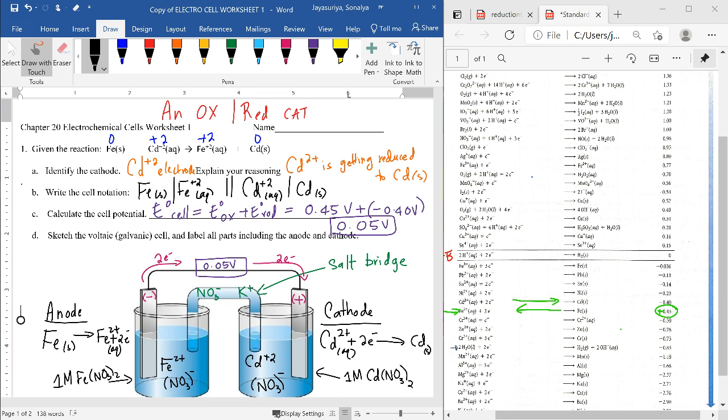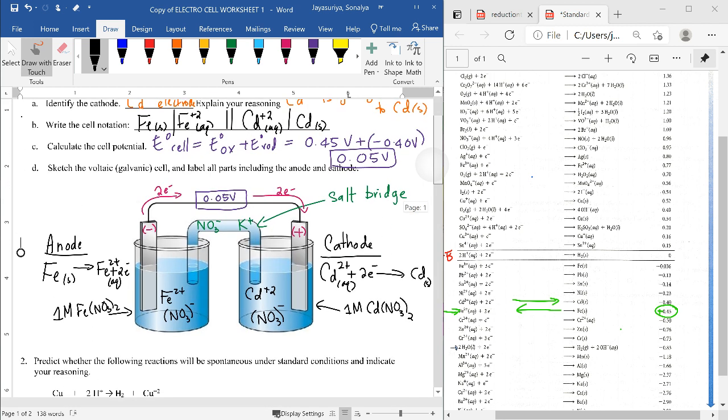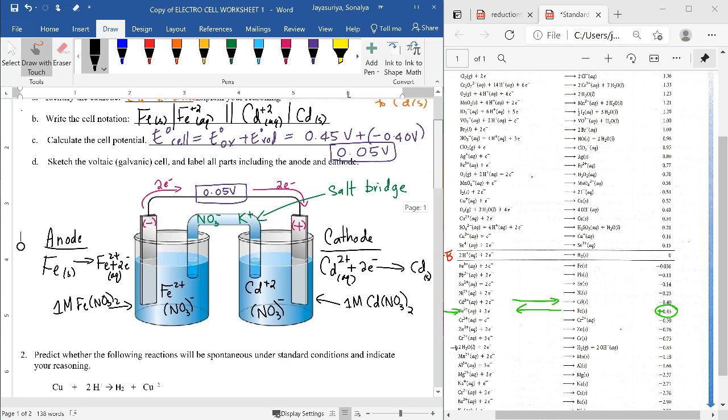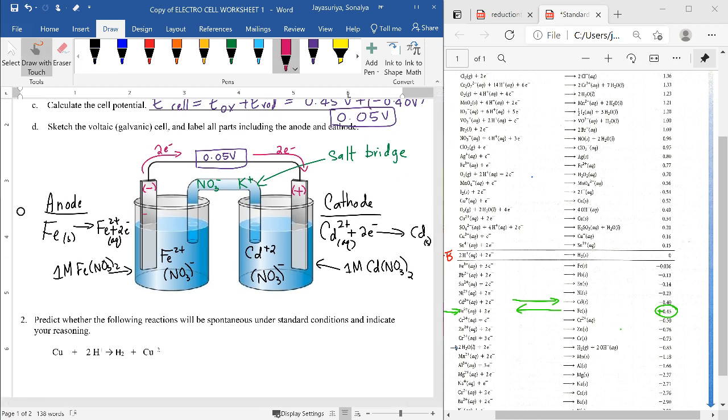All right, I think we got everything. Got the anode, got the cathode, all the parts are labeled. We good. All right, oh, one last thing. I would like to write that this is solid iron and that this is a cadmium electrode right there, okay?